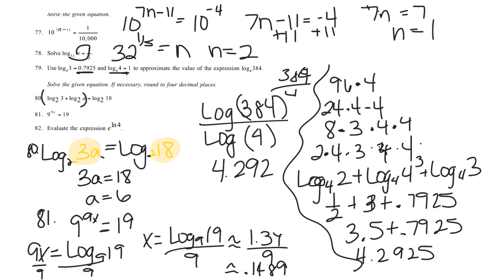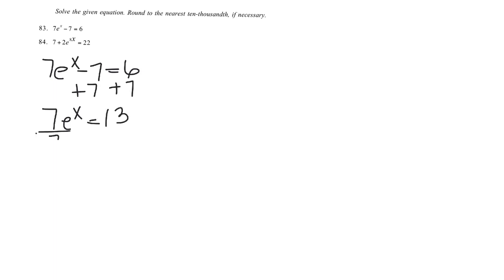And lastly, 82 here says e to the ln of 4, and e and ln are inverses, so that is just equal to 4. So we're going to solve these two equations. 7e to the x minus 7 equals 6. We're going to get the e to the x by itself before we can do anything. 7e to the x equals 13.